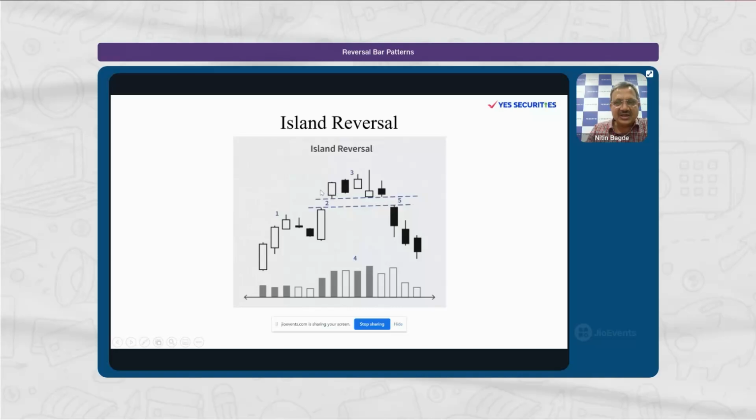It is not necessary for an island reversal to take place with too many candles. It should be more than one candle or bar, at least two bars. Four, five, six bars can also be there, but the gaps should be there: a gap up and then a gap down. This tells us that price has reversed. Trend has not reversed, price has reversed.